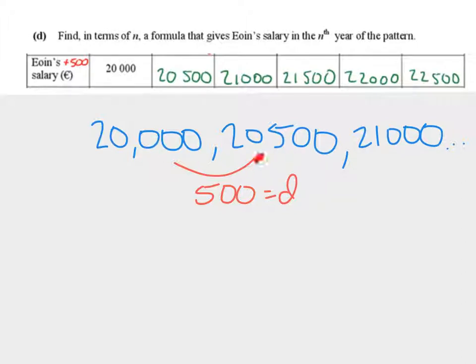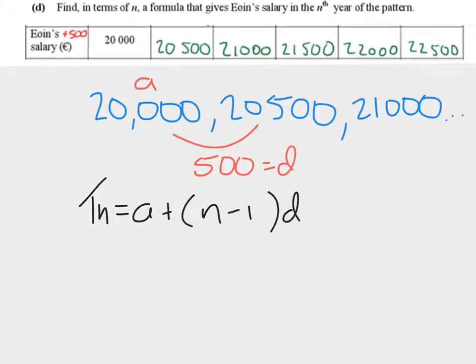We get the difference between the terms, it's 500, we call that D. And we let the first term be A, so 20,000 is the A. Next we write out the formula. So Tn, the nth term, equals A plus bracket n minus 1 bracket D. So next we're going to sub into the formula, swapping the A for 20,000 and the D for 500. So we have 20,000 plus bracket n minus 1 bracket 500.